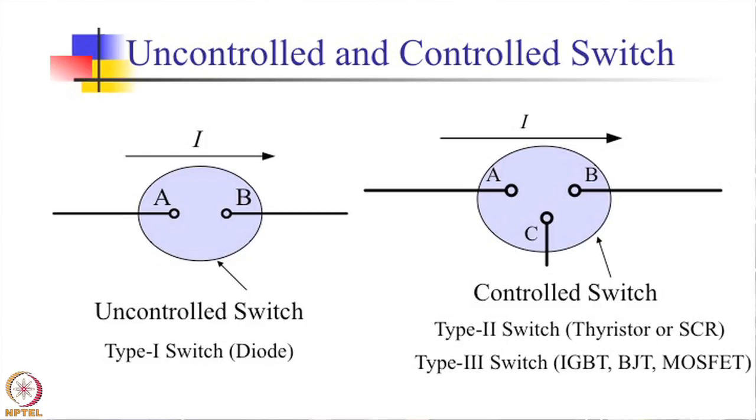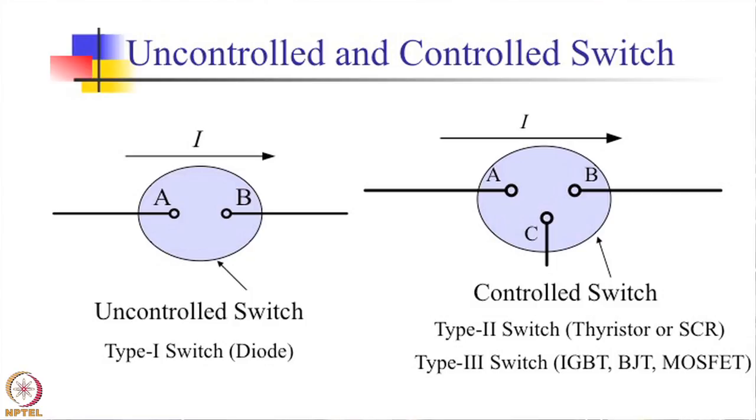When we talk about diodes, these are uncontrolled switches, and we call them type 1 devices. When we talk about a thyristor, or a bipolar junction transistor, or a metal oxide semiconductor field effect transistor, or an insulated gate bipolar transistor, we are talking about the controlled switch. But within the controlled switches, there are two categories. One of them is the thyristor, which we call type 2 devices, and the other is the other switches such as the BJTs, the IGBTs and the MOSFETs, which we call type 3 devices.